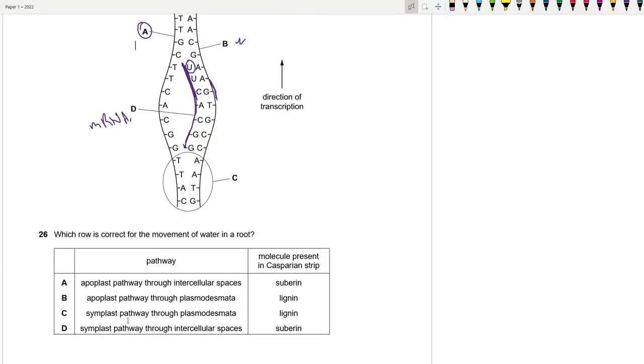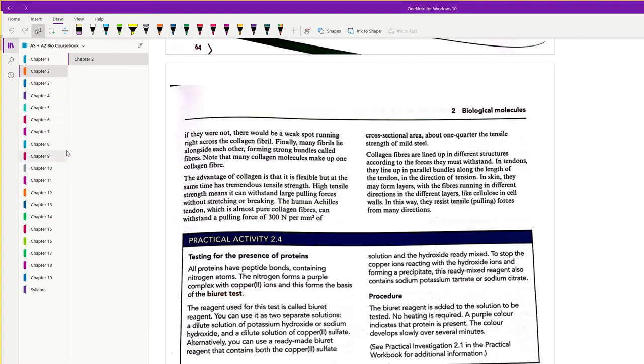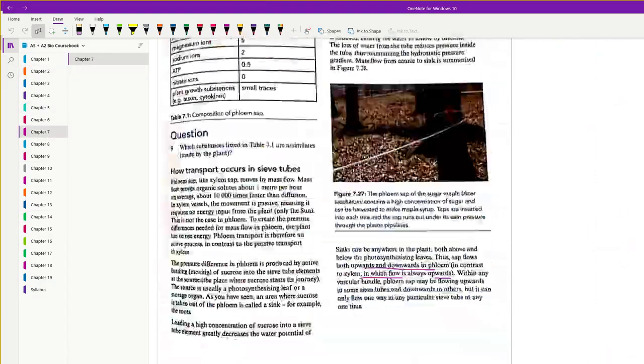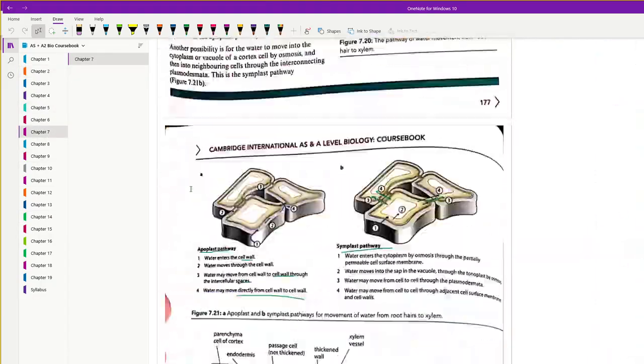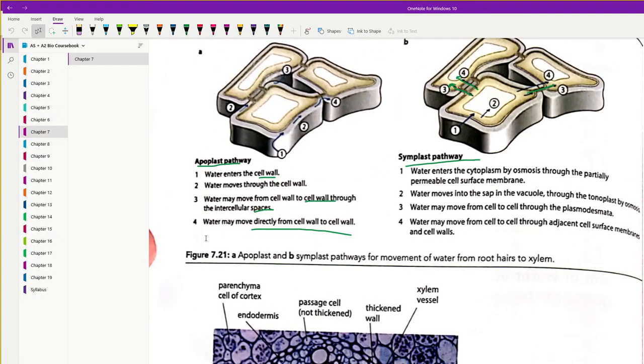We have two pathways, the symplastic pathway and apoplastic pathway. If you take a look at chapter 7, I guess it was 7, this is very important for you guys, the symplast and apoplast pathway. Apoplast means moving through the cell walls. We do not use the pores. We do not use the plasmodesmata. But in the symplast, we use the plasmodesmata.